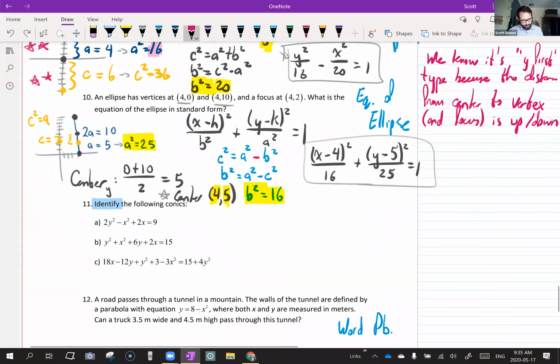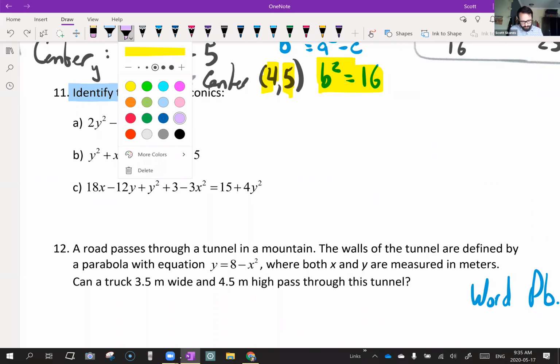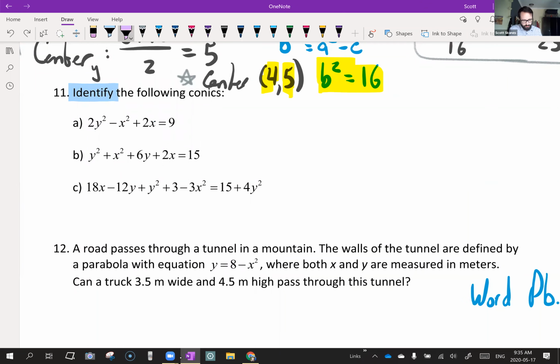Okay, let's move on. Identify the following conics. I gave you tricks for this, maybe you'll remember them. The first one, what is it? Well, I can see that there's a 2y squared and an x squared, but more importantly, I see a minus between them. If one is positive and one is negative, right away I know that that's a hyperbola.